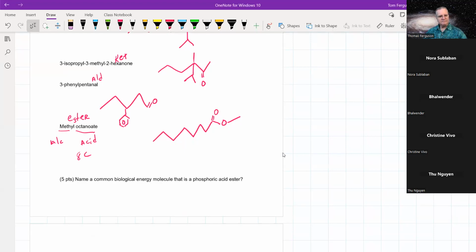Okay, so this would be alcohol, this would be the acid, 8 carbon, 1 carbon.